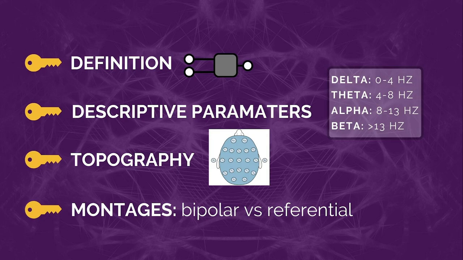We also covered the different montages. And the main categories will be bipolar or referential. In the bipolar, we'll be comparing two neighboring electrodes, whereas in the referential, we'll be comparing each and every electrode to a single electrode, or the average of all electrodes.